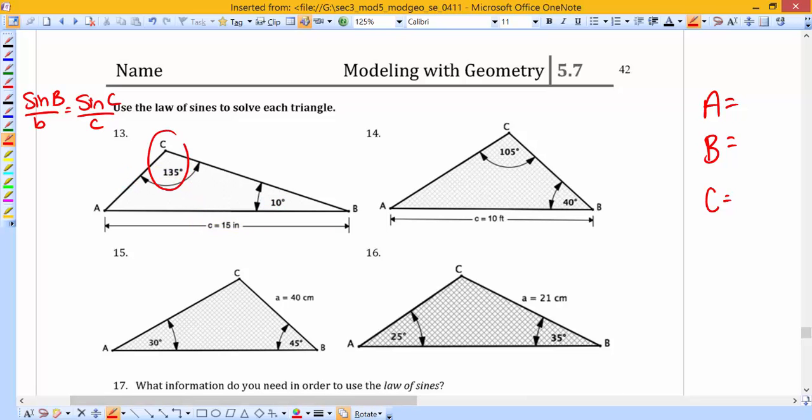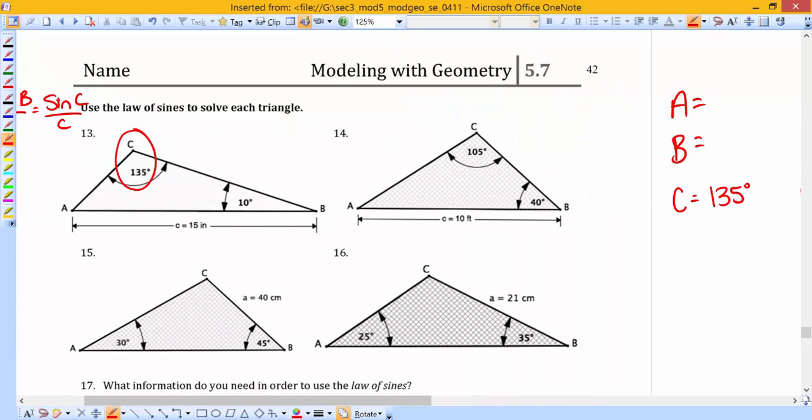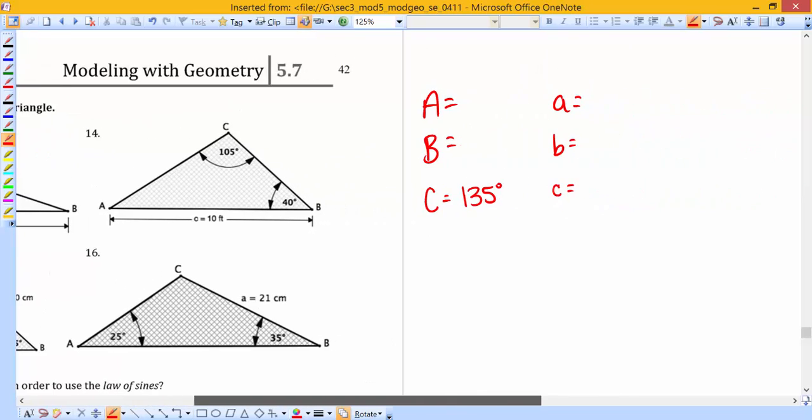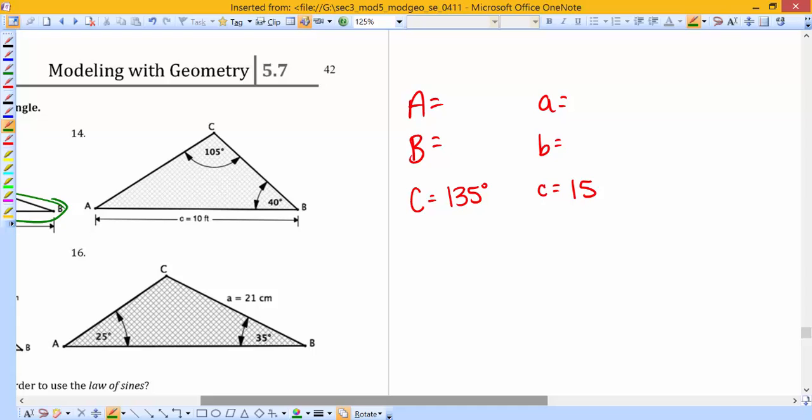So see how these are together? That means C is 135 degrees. It tells me C is 15 inches, so that's little c. These are in the same corner. That means capital B is 10 degrees.